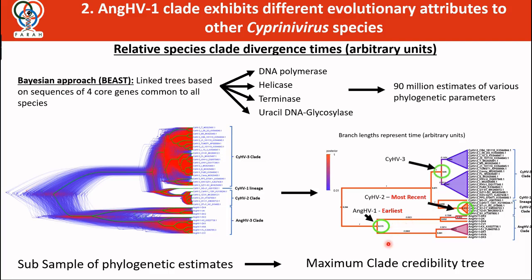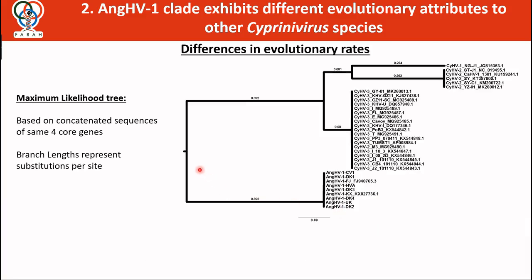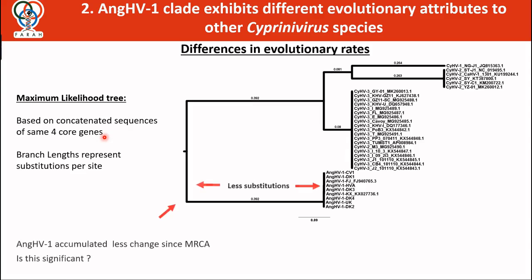We then looked at differences in evolutionary rates. In this tree here, based on the same 4 core genes, with branch lengths representing substitutions per site this time, you can see, of course, that anguillid herpesvirus 1 has accumulated fewer substitutions than its relatives since they diverged from their most recent common ancestor. But we wondered, are these differences in any way significant?